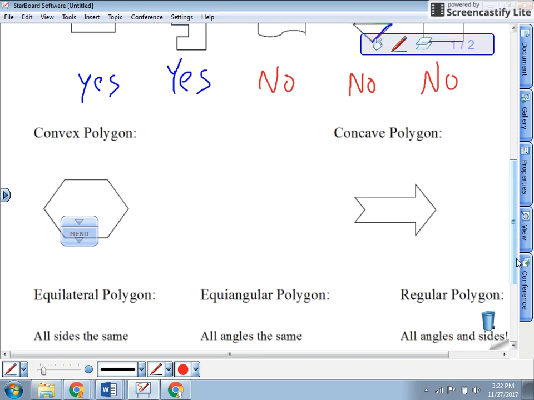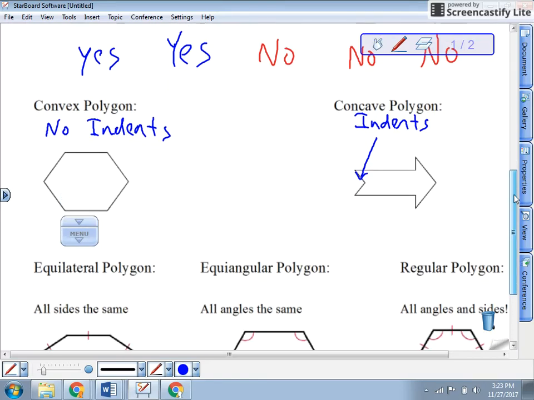Convex versus concave. They're going to ask you, hey, is this a convex or a concave polygon? All I need to know is convex has no indents and concave has indents. And this right here, that's an example of an indent. Okay, so cave in, indents. All right, convex, no indents.